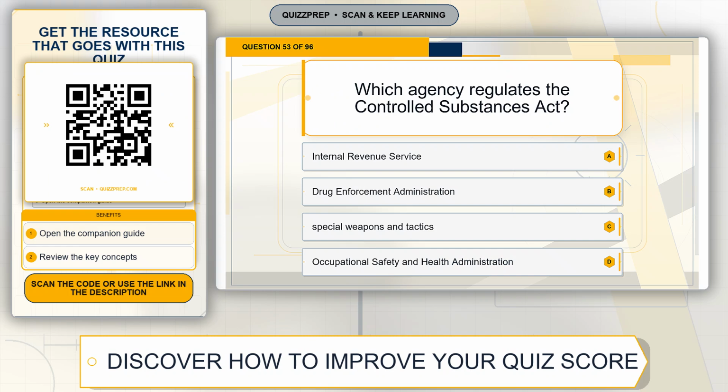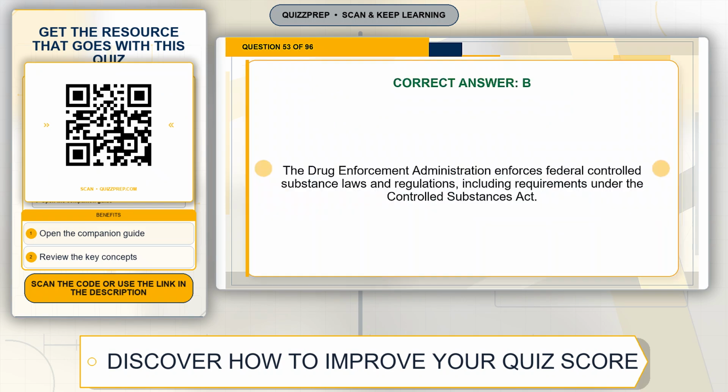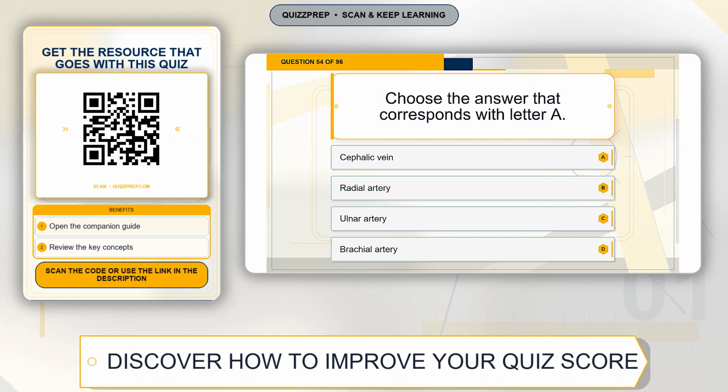Special Weapons and Tactics. Option D. Occupational Safety and Health Administration. The correct answer is option B. Drug Enforcement Administration. Explanation. The Drug Enforcement Administration enforces federal controlled substance laws and regulations, including requirements under the Controlled Substances Act. Question 54. Choose the answer that corresponds with letter A.